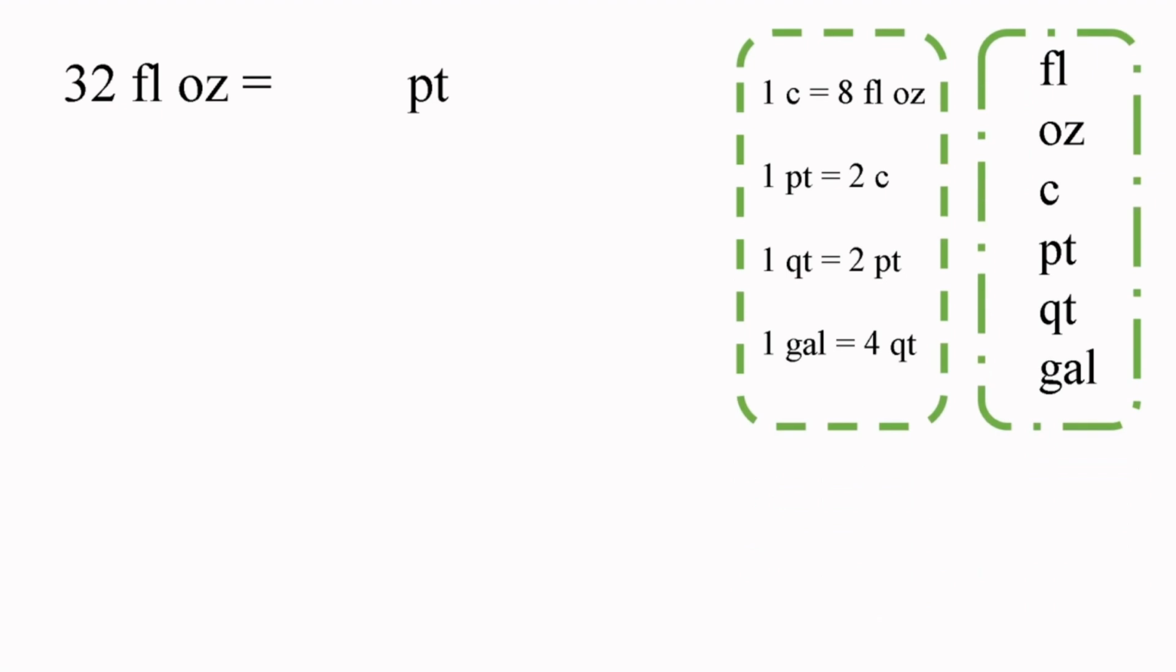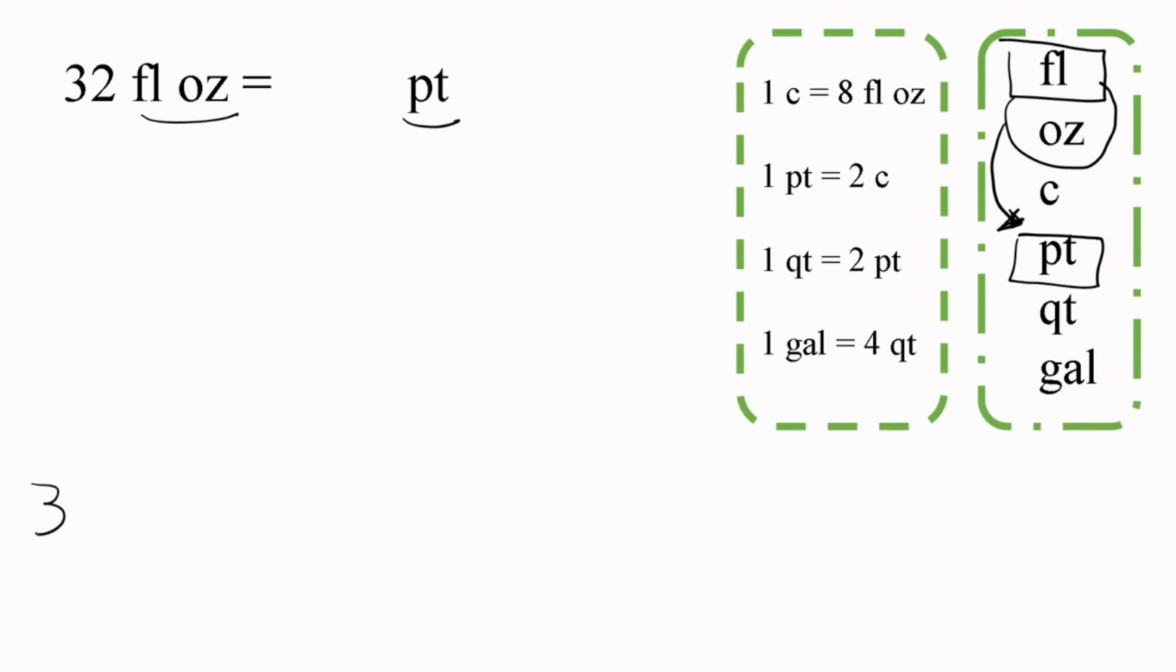In the next example, we have 32 fluid ounces and we want to convert it to pint. First, we must specify if we make the unit smaller or larger. Here we have fluid ounces, and we want to convert it to pint. So we are moving in this direction and we are making the unit larger.